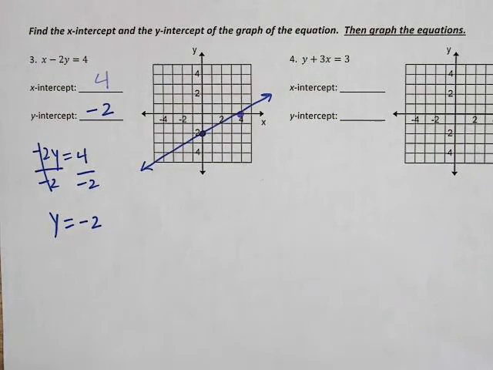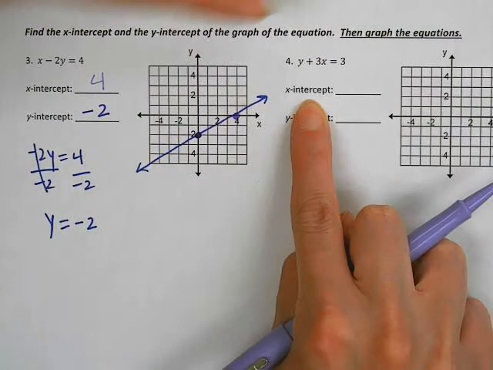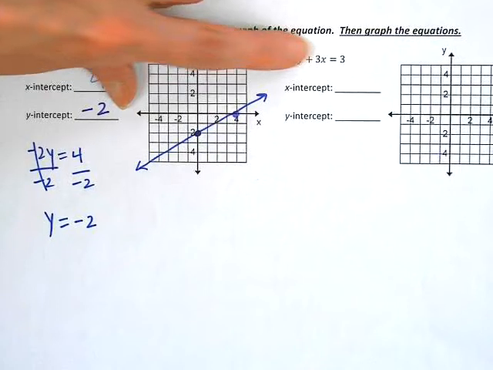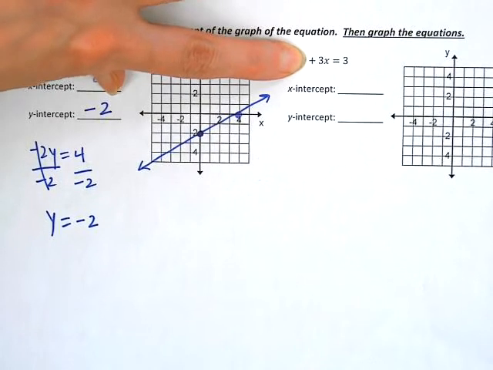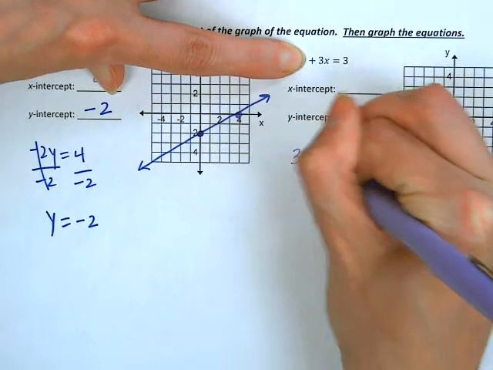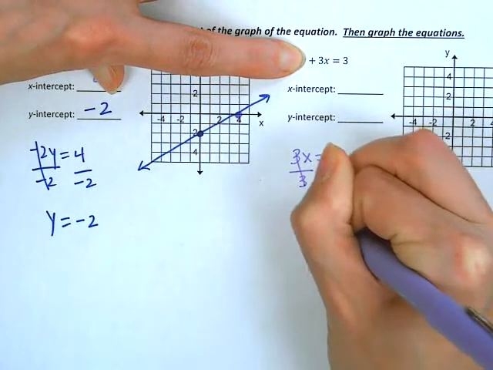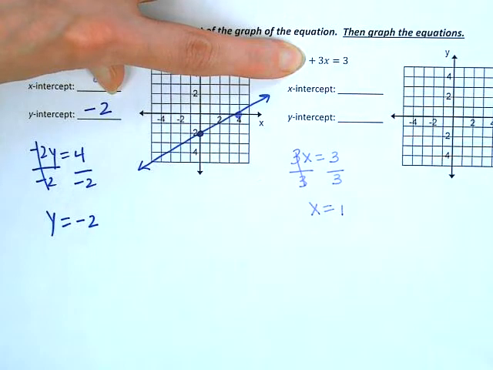Okay, last one. Number 4. X-intercept, you cover up y. Oh, look at this one. The y is over here. Okay, cover up y. So we have to solve for x. If 3x equals 3, we got to divide by 3, so it looks like x is 1.